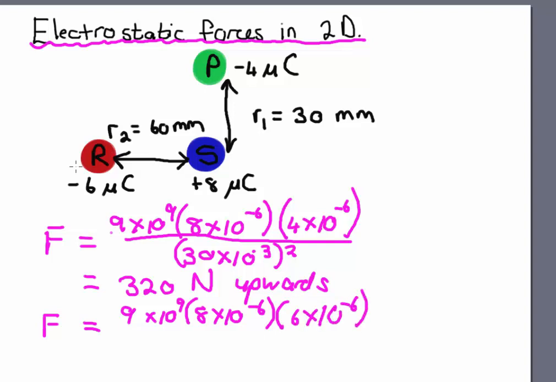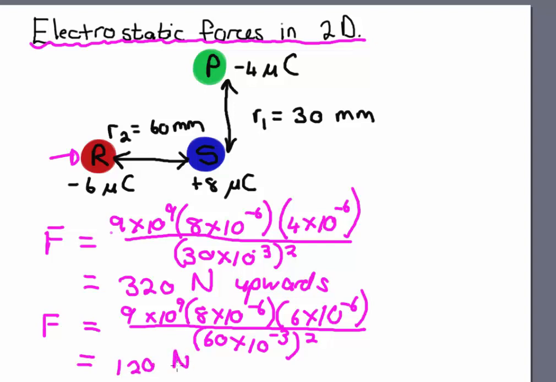And now we substitute the value for R into this formula. The distance between the two, 60 millimeters, which we need to convert to meters. And that's going to be 60 times 10 to the power negative 3, squared. If you go and you calculate this, your answer is going to be 120 Newton. And because the one charge is positive and the other one negative, the force that S experiences is going to attract it to R, which means this is now 120 Newton to the left.